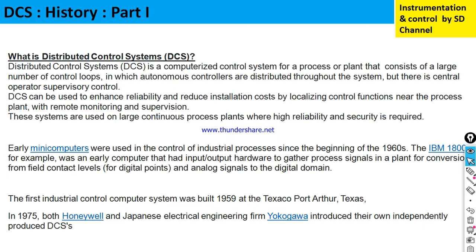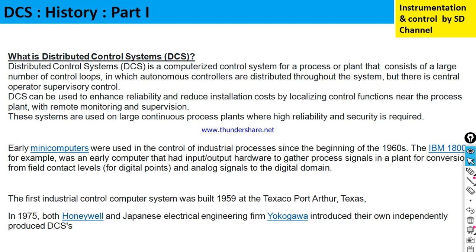The first industrial computer was built in 1959. Then Honeywell and Yokogawa invented their own DCS. Yokogawa named theirs Centum, and Honeywell TDC 3000. Now Emerson also launched their DCS, named Delta V.